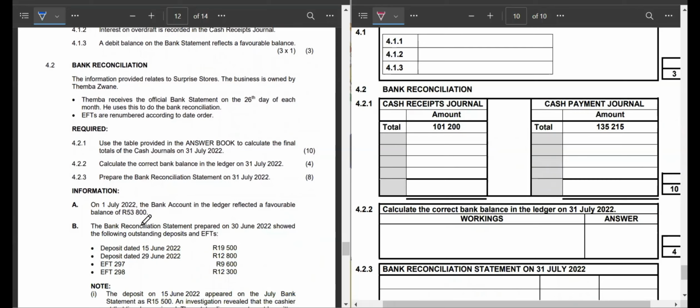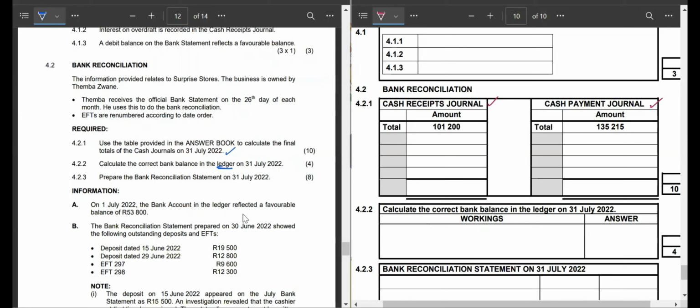In this paper, 4.2.1 says use the table provided to answer, calculate in your cash journals the amounts. So here we're preparing the CRJ and the CPJ, as you can see here. Here's the CRJ and that is the CPJ. And then we also calculate the correct bank balance. We will also prepare a bank account, and then we'll also prepare the bank reconciliation statement.